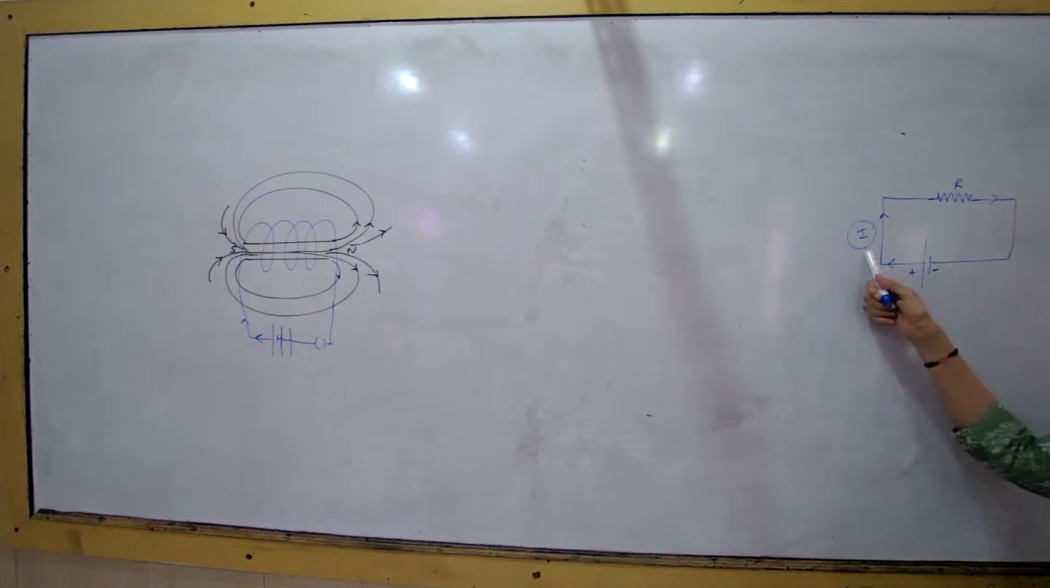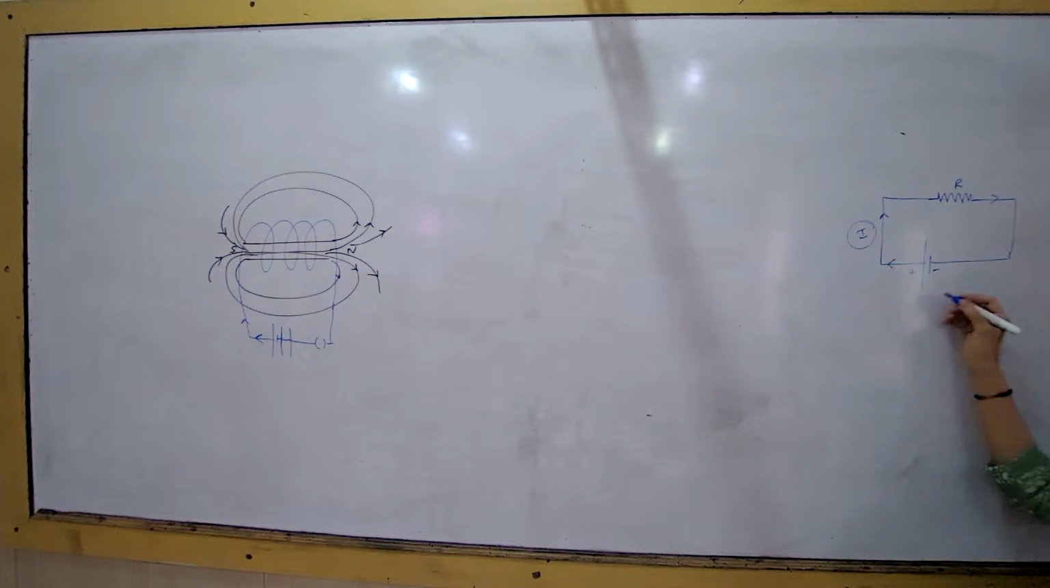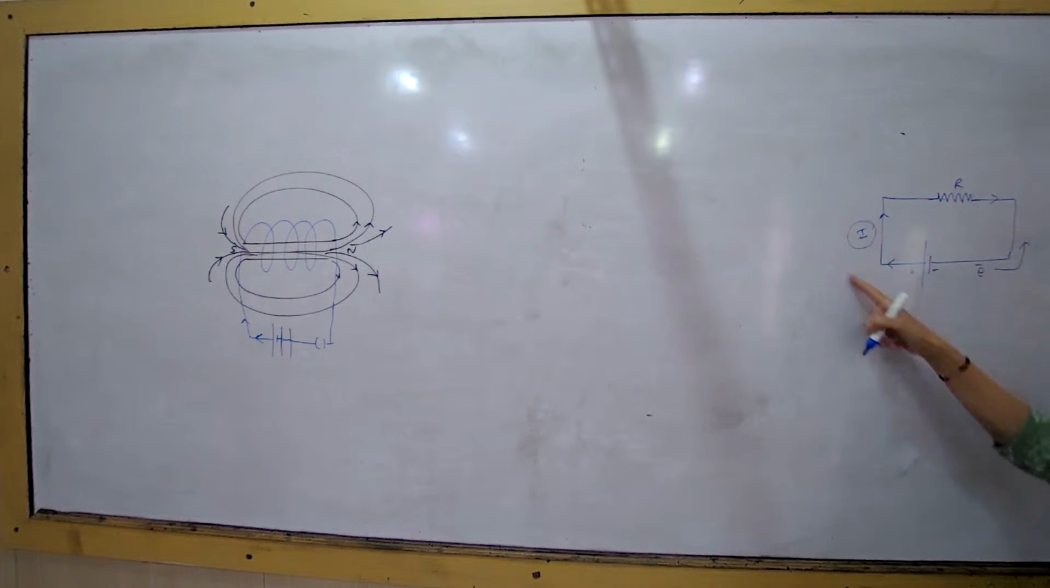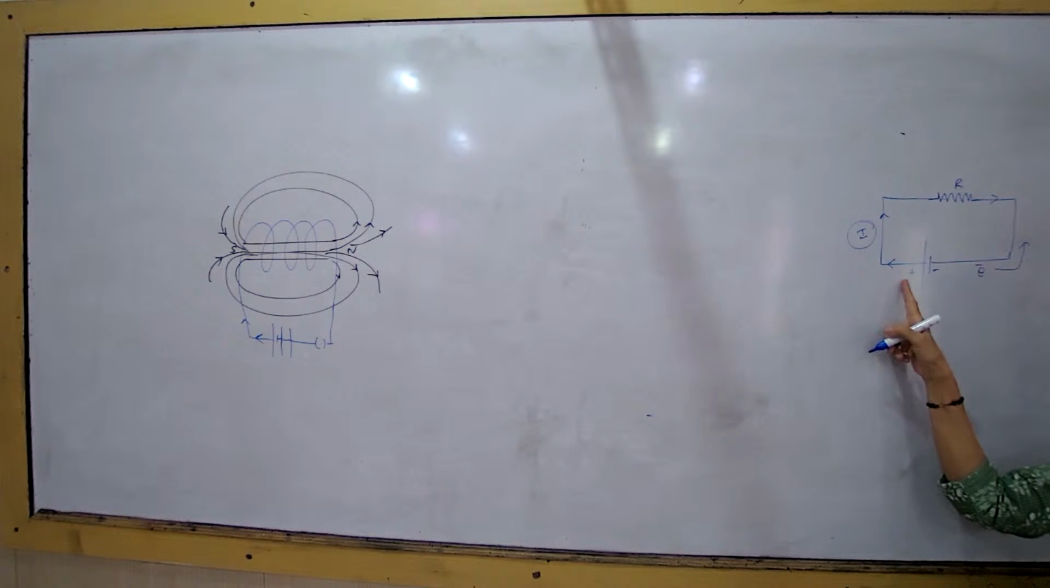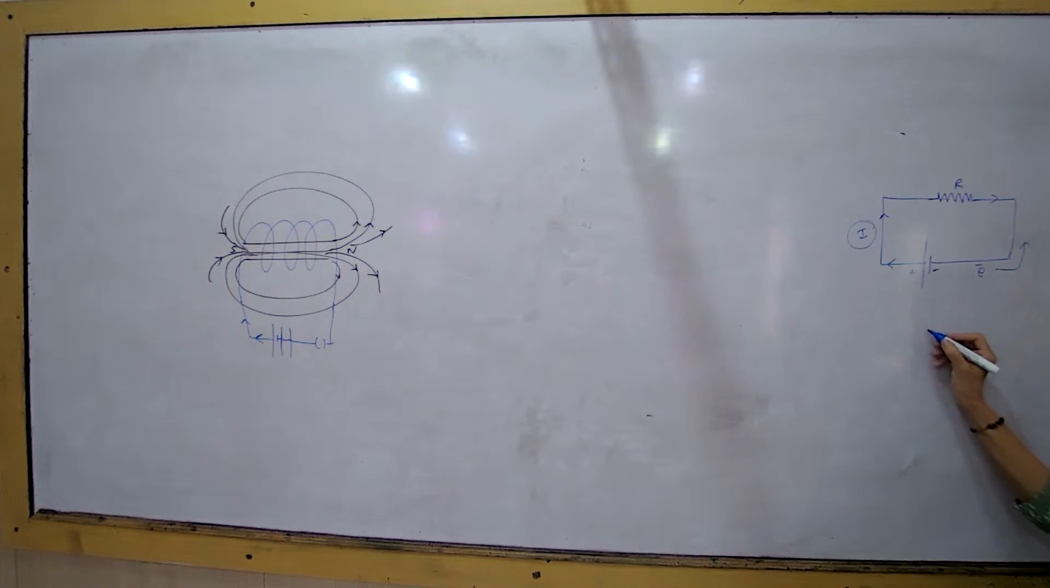So we said the direction of the current is known. But what is conventional current? Electrons are moving in this direction. But the conventional current is always from positive to negative. So the direction of the current and the direction of the electrons are opposite. Did you notice that?